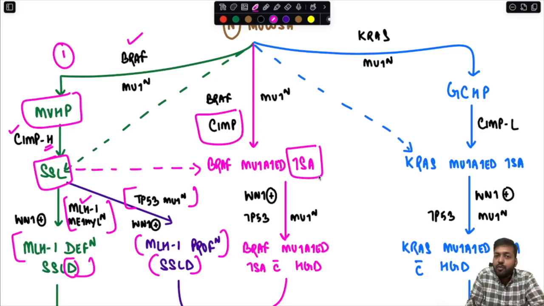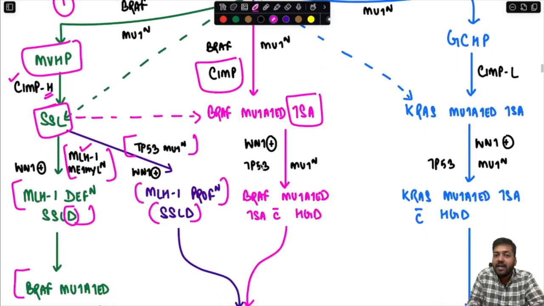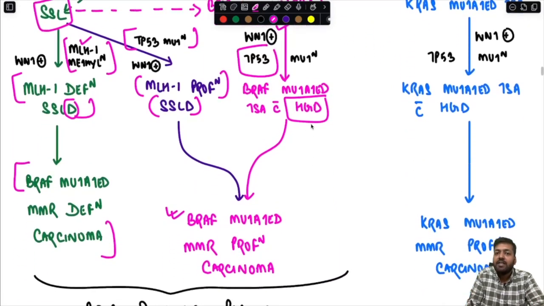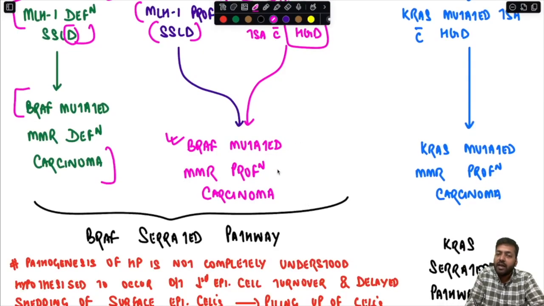Now this BRAF mutated traditional serrated adenoma can undergo TP53 mutation and lead to activation of the WNT pathway, leading to a BRAF mutated TSA with high grade dysplasia. So remember, whenever there is a WNT pathway activation via any mechanism, it gives rise to dysplasia. Over here the SSL was converting into SSLD, and over here the TSA is converting into TSA with high-grade dysplasia, which ultimately over a period of time can give rise again to a BRAF mutated MMR proficient carcinoma.